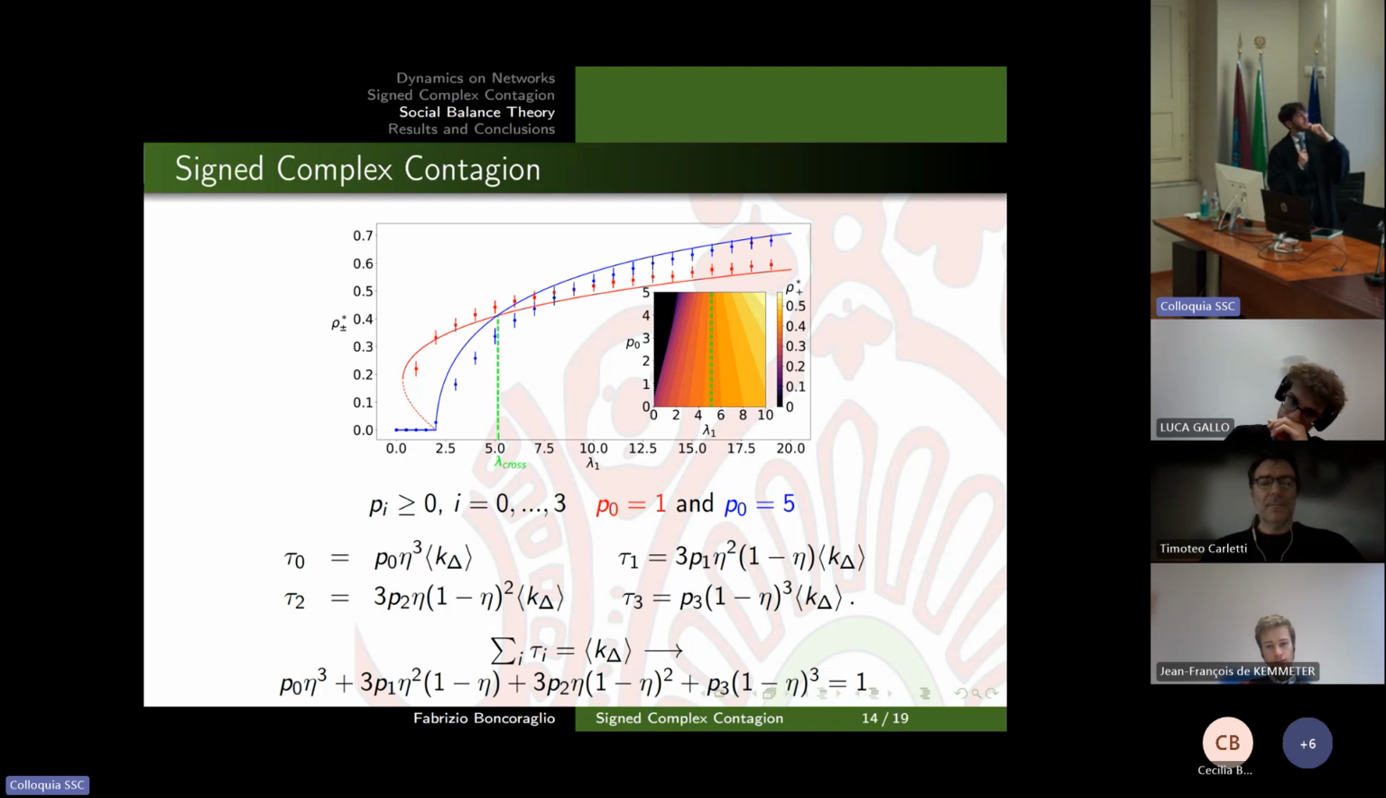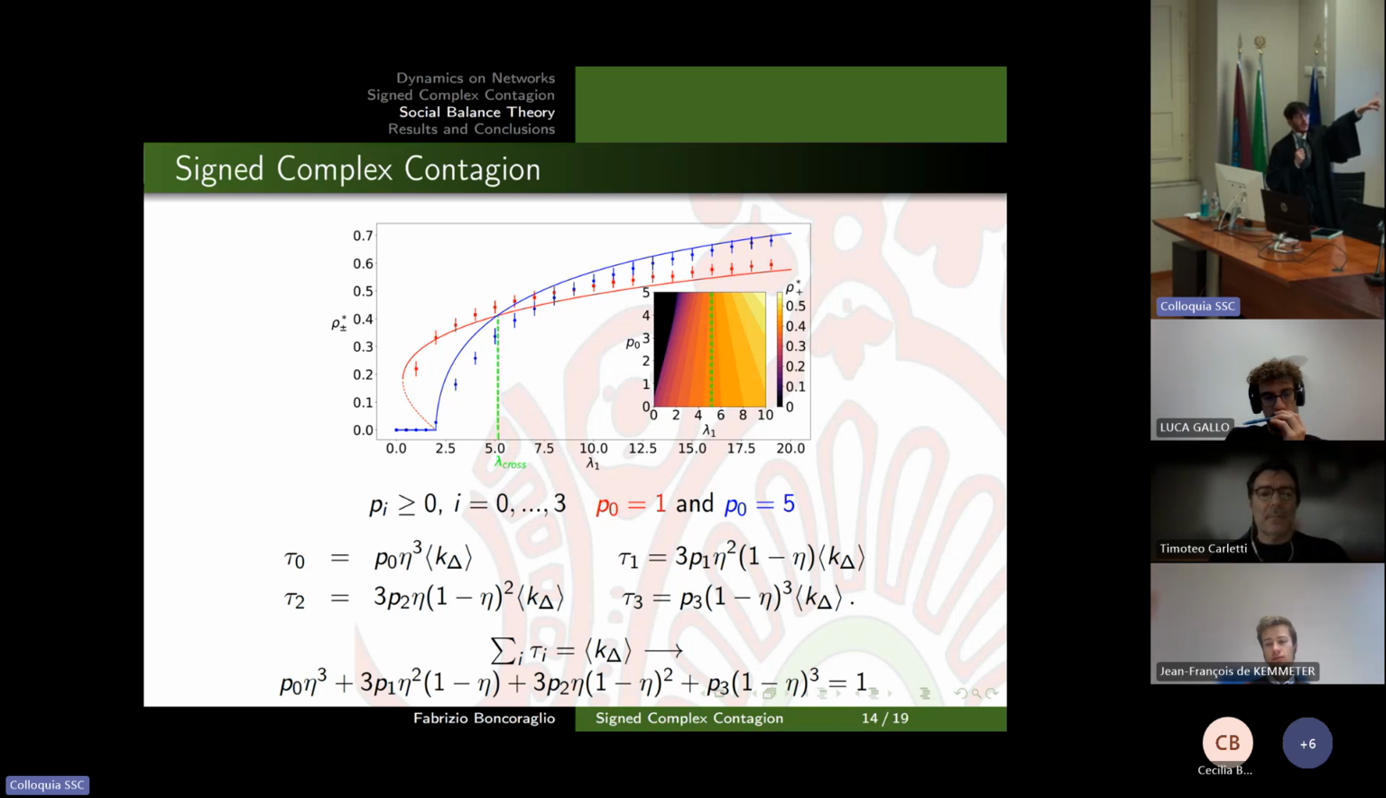What we see is that if we plot 2 different curves, for P0 equal to 1 and P0 equal to 5, so for low bias of the unbalanced triangles and high bias of the unbalanced triangles, P0, we have a counterintuitive behavior in the sense that these 2 curves cross themselves. What does it mean? It means that for low values of the infectivity through the links, the prevalence, the stationary density of infected individuals in unbalanced structures, so for P0 equal to 5, the blue curve, is lower than the one for low values of P0 equal to 1.